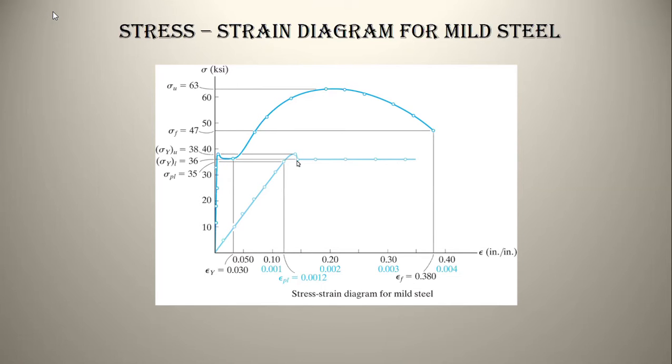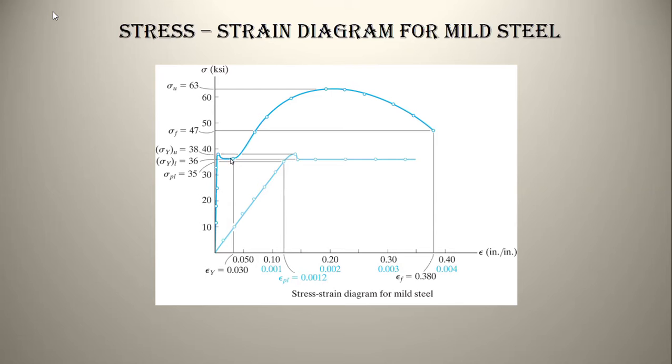And then what happens? You reach a point where although you are not increasing the stress anymore, the strain keeps increasing. You see what's happening? You're not increasing the stress at all, but the strain keeps increasing. And this portion is somewhere there. Without any increase in stress, the strain keeps increasing. This is called the yield strength.